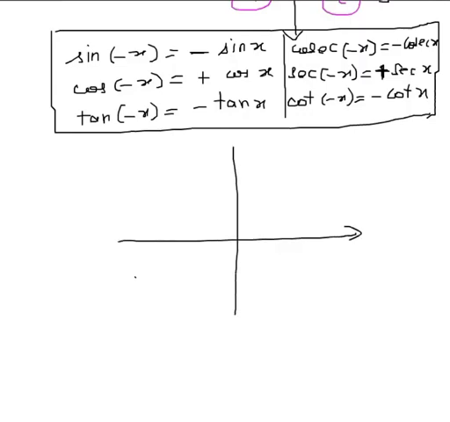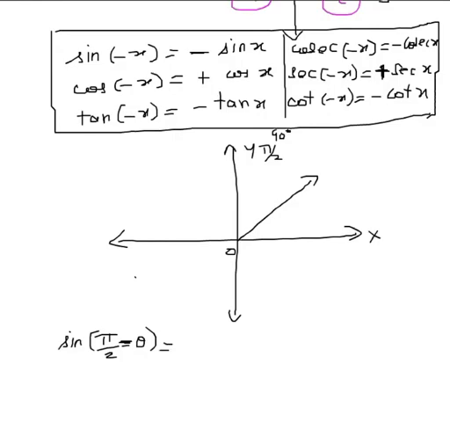Now, the next set of formulae you have already studied in lower classes, in 10th standard. X-axis, y-axis, 90, this is pi by 2, 90 degrees. If I take the angle pi by 2 minus theta, it is less than 90 degrees, so it will be in the first quadrant. This pi by 2 minus theta is a first quadrant angle. So in the first quadrant, all trigonometric ratios are positive, so it becomes cos theta.